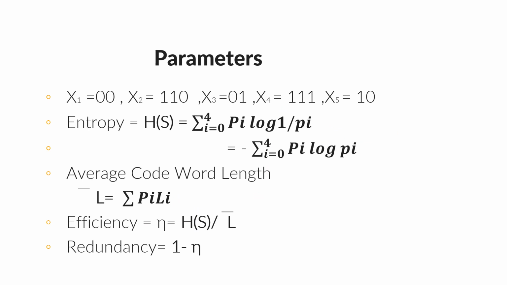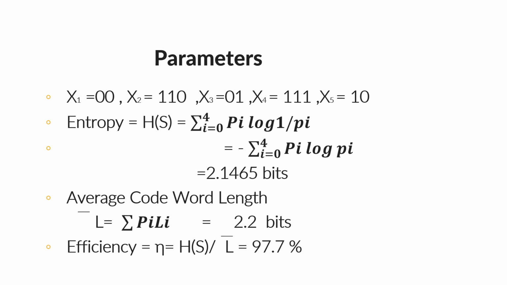In order to calculate the parameters entropy, average code word length, efficiency, and redundancy, we can substitute all the values in the given formulas. After substituting, the entropy is calculated as 2.1465, the average code word length is 2.2, and the efficiency is H(S) divided by L bar, which is equal to 97.7%. This shows the efficiency of Huffman code for the given problem.